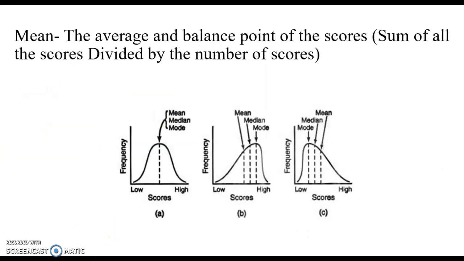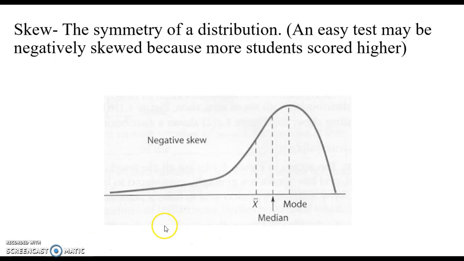So for the mean, it's the average and balance point of your scores. So it tells you the average, or where, right here in the middle. So for a standard normal curve, it's going to be in the middle. It's going to be mean, median, and mode. They're all going to be together. Now over here we have some skewed scores, which just means that your mean, median, and mode are not going to be together.